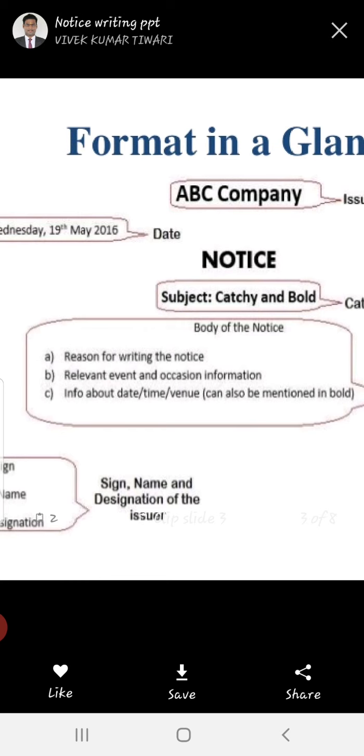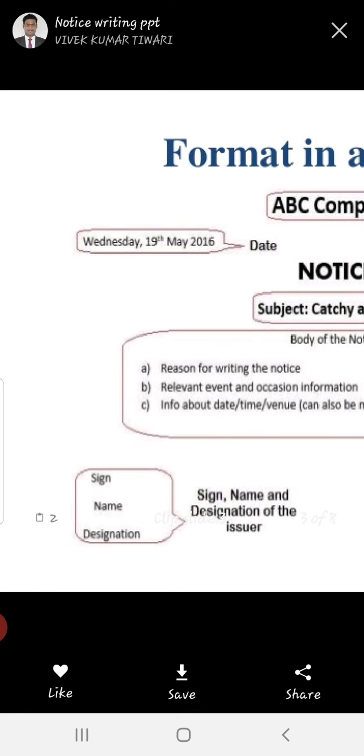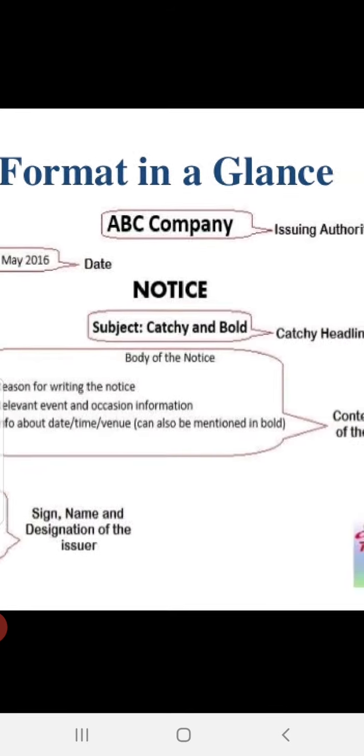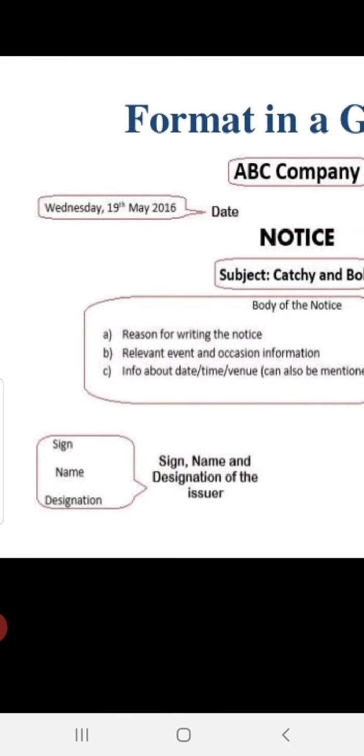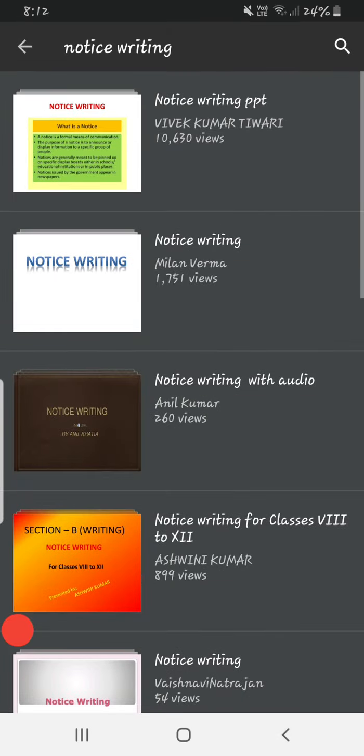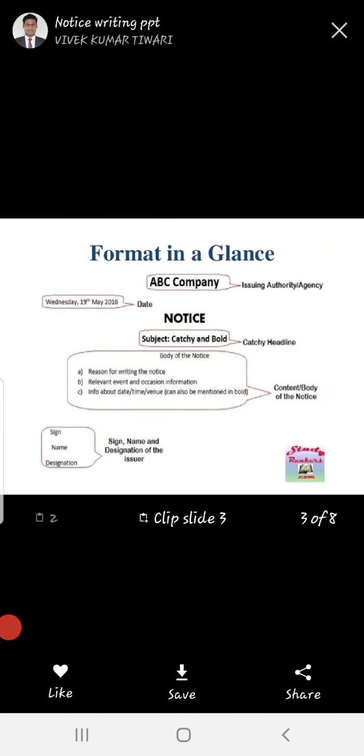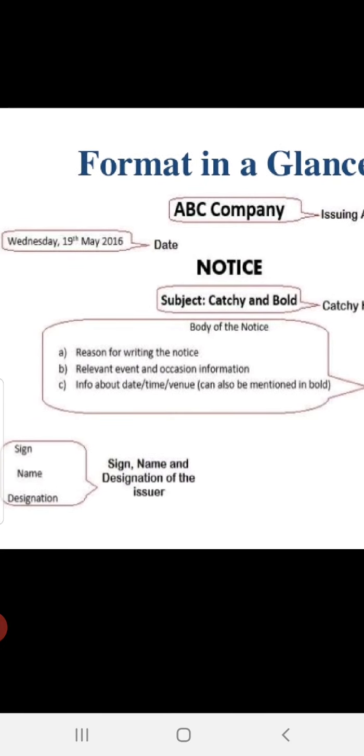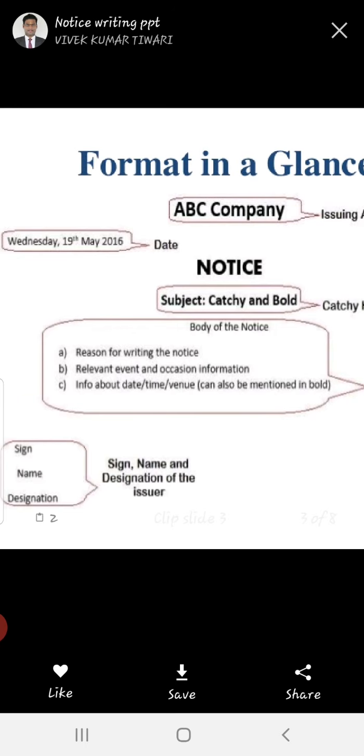And with regard to the occasion, you have to mention the date, time, venue. You can also mention this in bold fonts, right? To highlight the needed details. Under that you have to write your signature, name and designation. In case you are head boy of the school, or if you are class leader of your class. In case you have the secretary concept in your class, then you have to mention the details at the end of the notice.